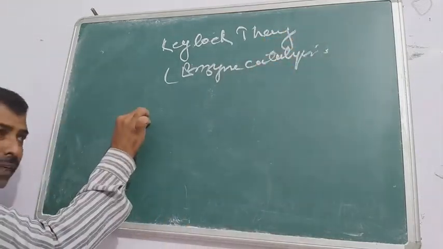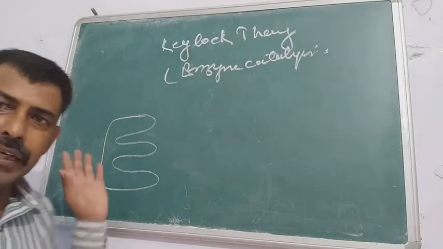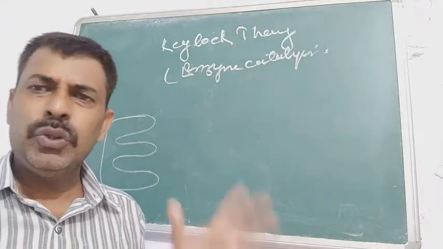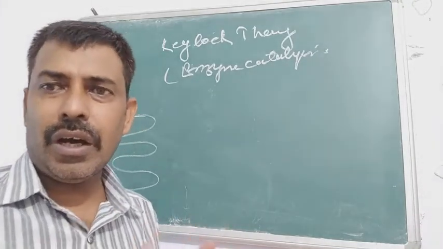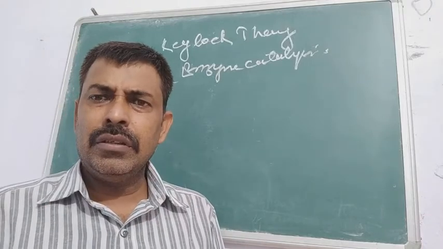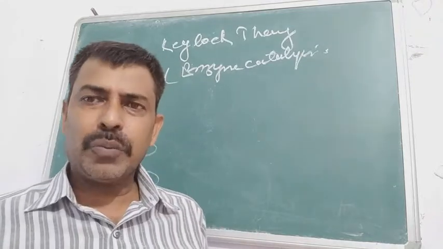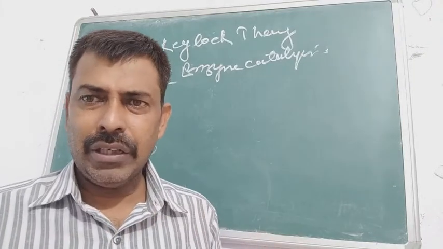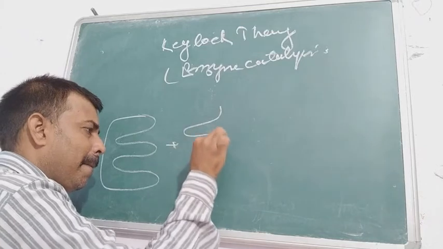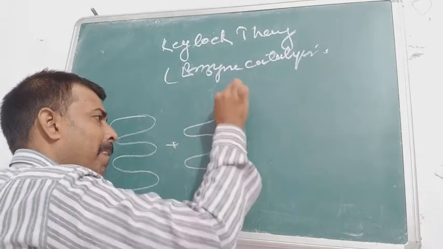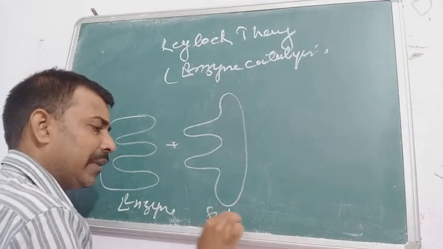If you consider that this is the enzyme, I am drawing it in the form of the alphabet E. You can draw it in any other form, but try not to draw a plain surface shape. Draw it a little zigzag. That cannot explain the key-lock theory otherwise. Then this is the shape of the enzyme, and this is the substrate. This is the enzyme and this one is the substrate.